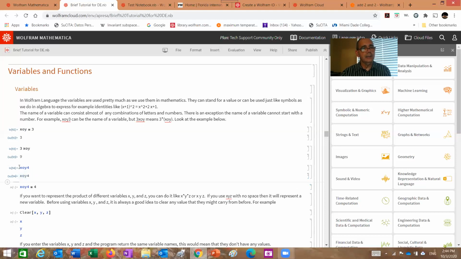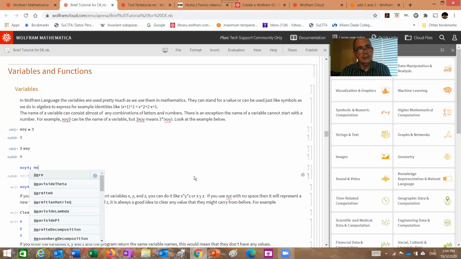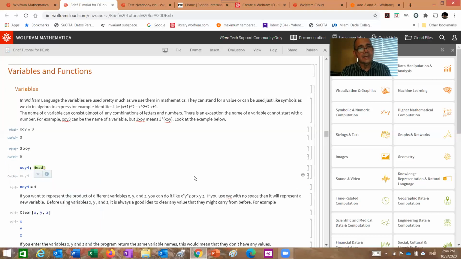Remember, for you to see that this is not a multiplication, you can also use what? Let's put a semicolon here, and then we can ask for the head of that expression. If this were a multiplication, then the head would be times. But in this case, let's see what it returns. So here, you see, it returns symbol. It means that this is not a multiplication.